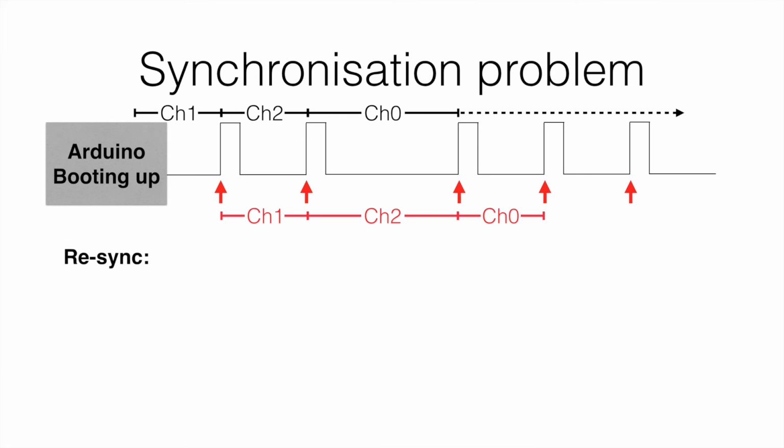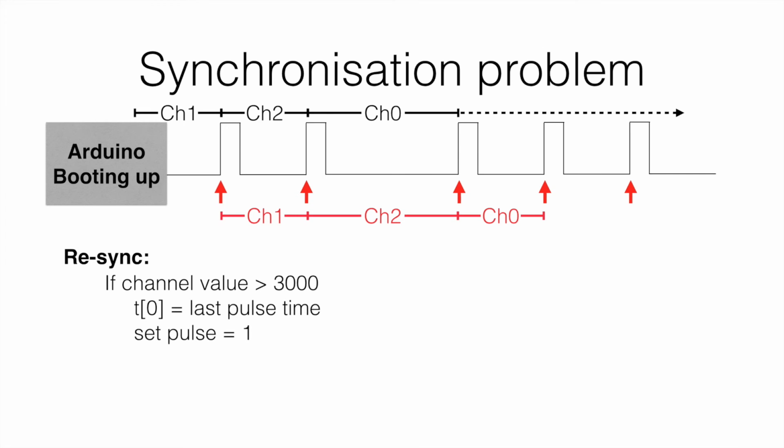And to fix this, what we need to do is whenever we calculate a channel value, we have to make sure if the channel value is greater than 3000, we set the T0 as the last pulse detected and set the next pulse equal to 1. This will make sure whenever we detect the channel 0, we reset our pulse number.